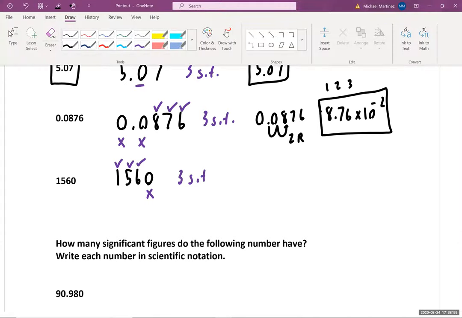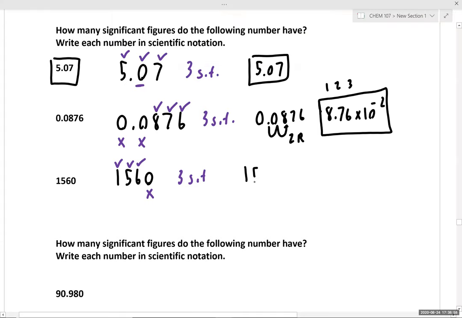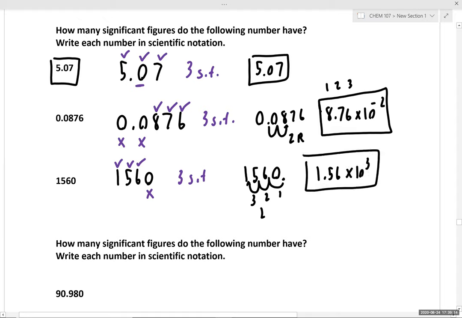And if we're writing it in scientific notation, 1,560, we'd have to move our theoretical decimal point 1, 2, 3 spaces to the left. And that gives us 1.56 times 10 to the third. And as we can very clearly see, this 1.56, now that we've gotten rid of this trailing zero, has 3 sig figs.